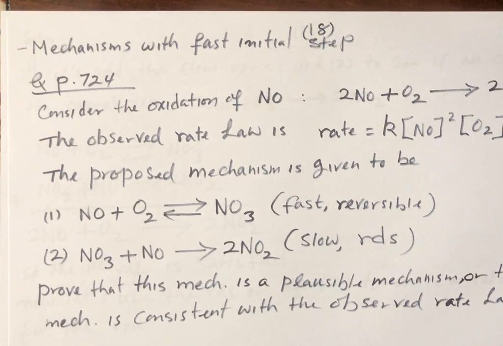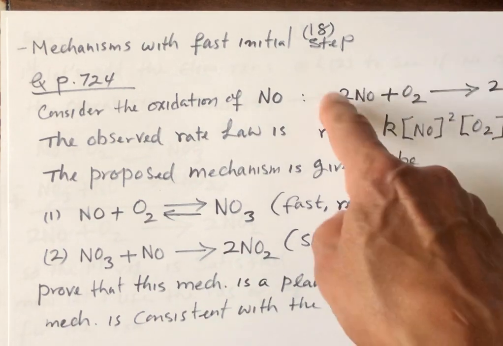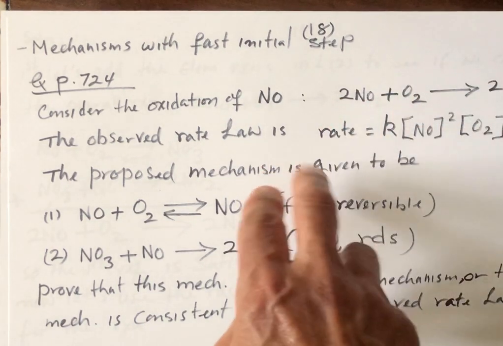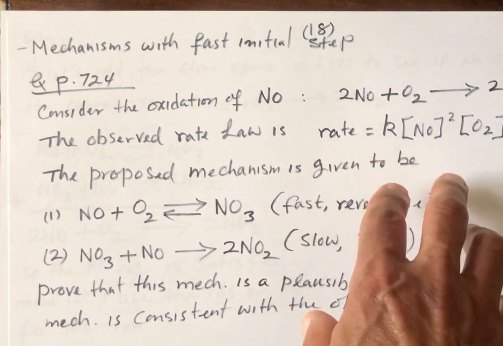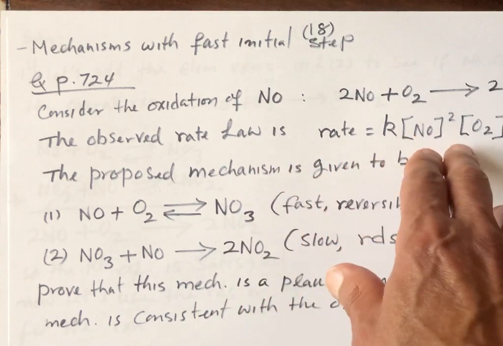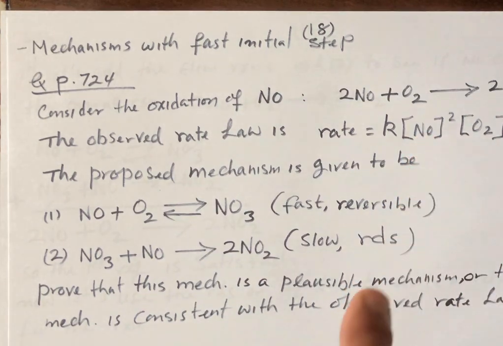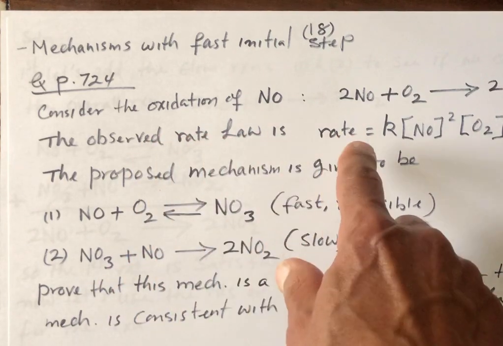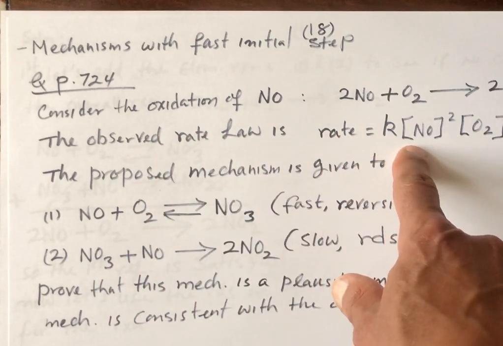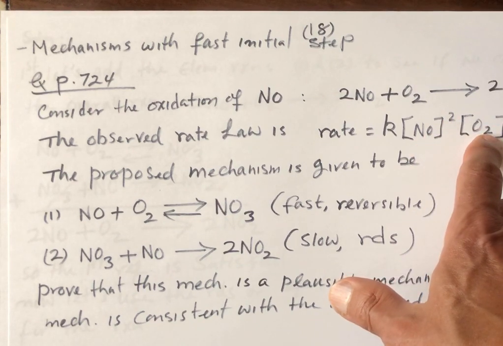So this is the oxidation of NO: 2NO plus O2 going to 2NO2. This is our overall reaction. Now, the rate law for this is the observed rate law, which as I mentioned before is the experimental rate law, determined by the method of initial rates. The reaction is second order with respect to NO, first order with respect to O2.